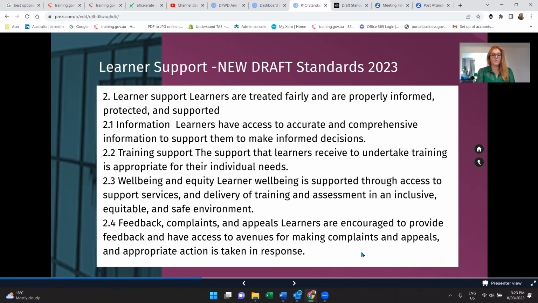The support that learners receive to undertake training is appropriate to their individual needs. Again, this is going to correlate back to, are we doing some sort of suitability assessment at the beginning? Are we doing some sort of LLN?